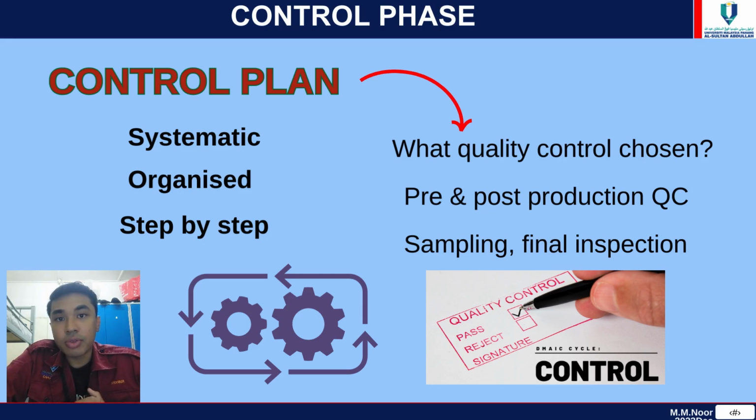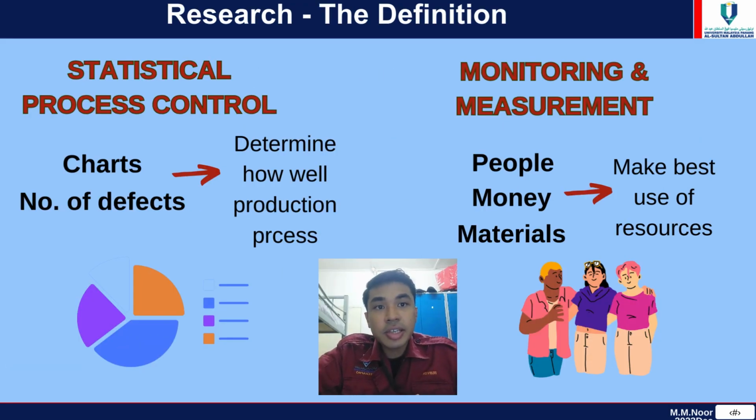And how we do that is by sampling and final inspection. So as you can imagine, the most important part, I would argue, is the control plan, because we are the final step before it goes out to consumers. So next is statistical process control and monitoring and measurement.